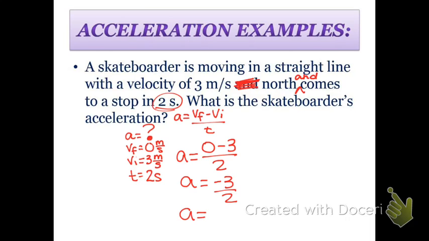So a is equal to negative, and you're going to go ahead and divide that out. 2 will go in there one time with 1 left over, so 1.5. And that's meters per second squared. Okay, so there you go. There's a couple of acceleration problems.